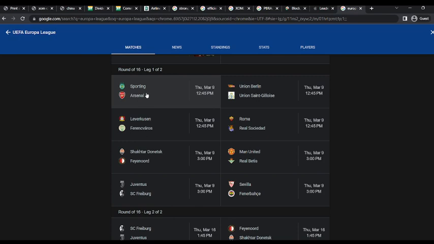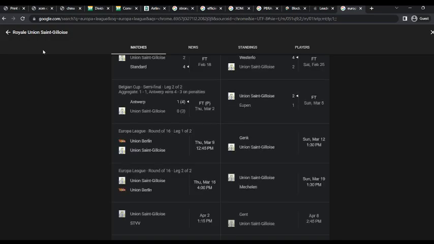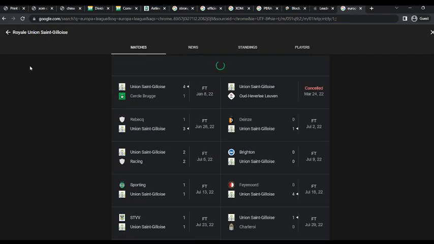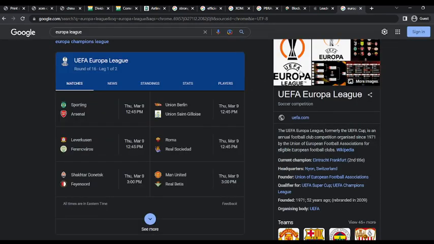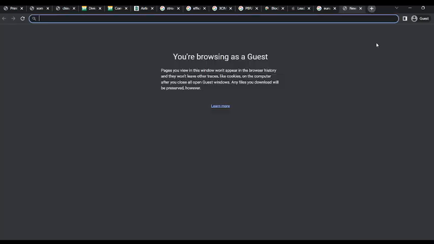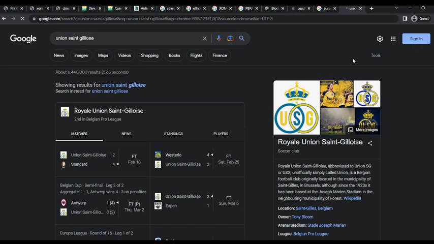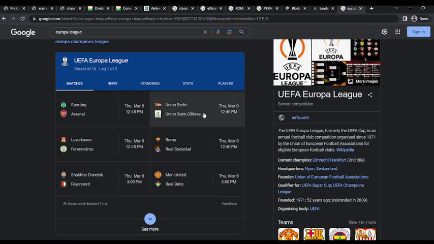Sporting, Arsenal, yeah, probably Arsenal. Union Berlin versus Union Saint-Gilloise. That sounds French. Oh, Belgian. Yeah, which I guess is French. Yeah, Union Berlin. So Bayer Leverkusen to get past Monaco, a pretty entertaining tie. So I'll definitely take Leverkusen.